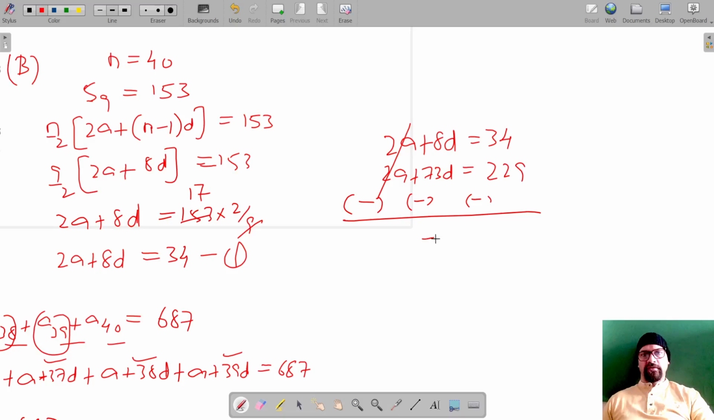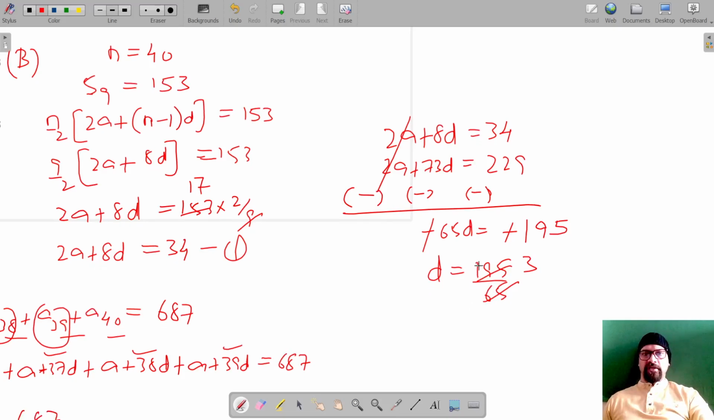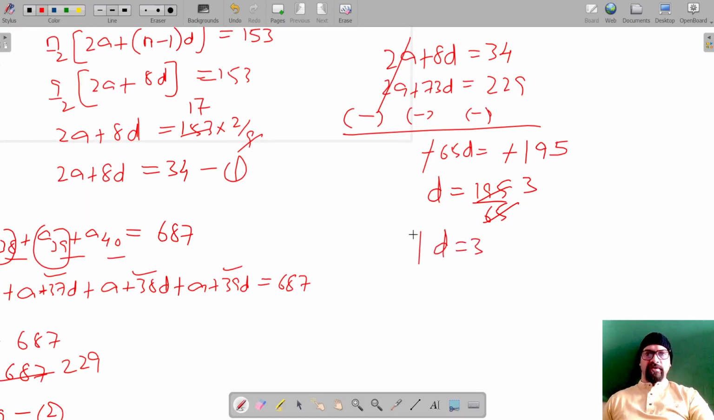So 8 minus 73 is minus 65d, and 34 minus 229 is minus 195. So d is equal to 195 divided by 65. 65 threes are 195. So d is equal to 3. So the value of d is 3.